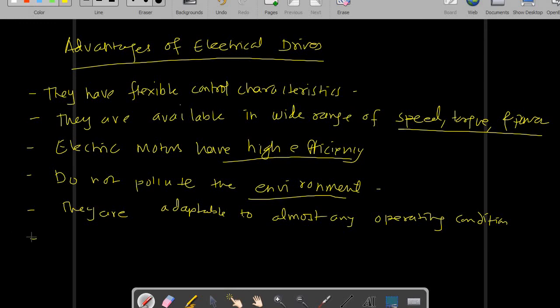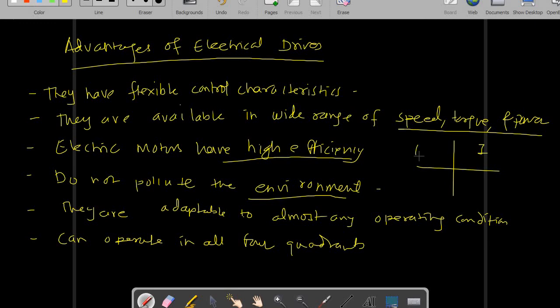The sixth advantage is that they can operate in all four quadrants. As I said, there are four operating quadrants: 1, 2, 3, 4. This is forward motoring, this is reverse motoring, forward braking, reverse braking. So they can be operated in all four quadrants of the torque speed plane.